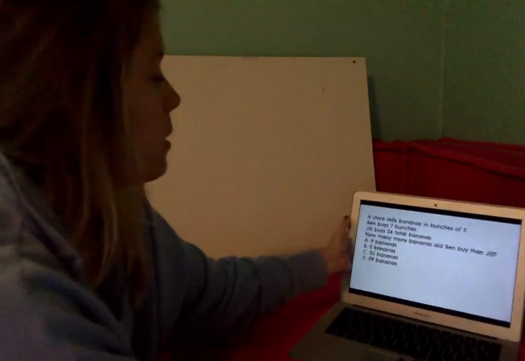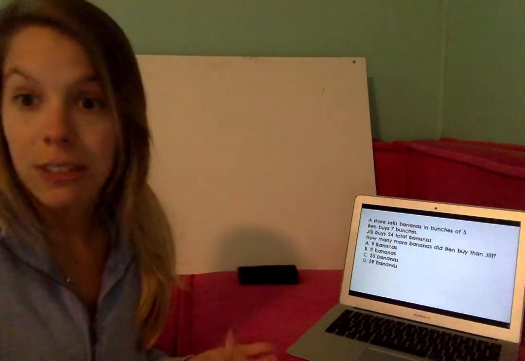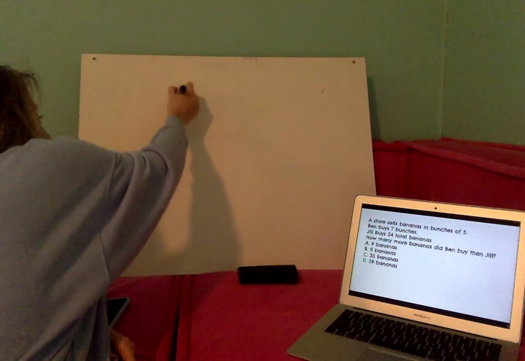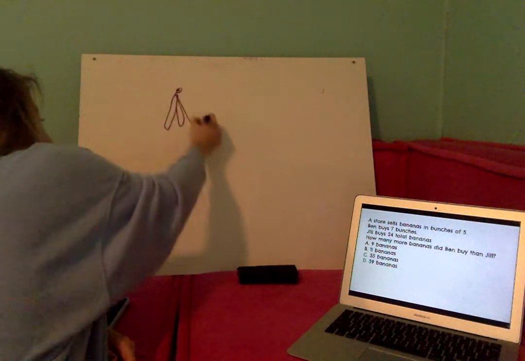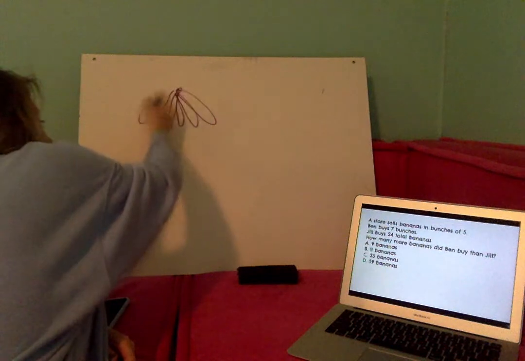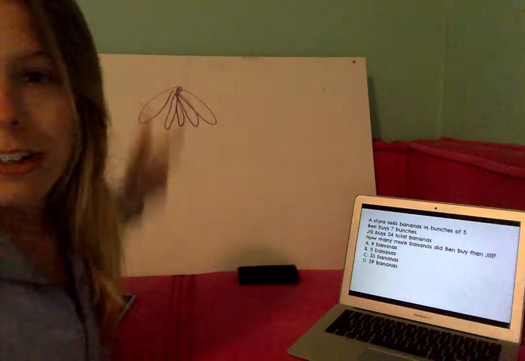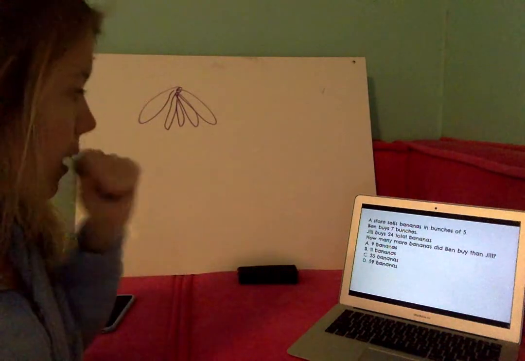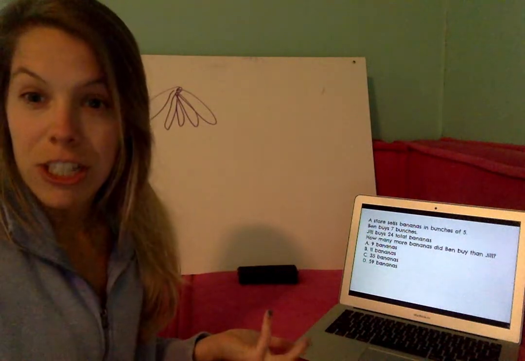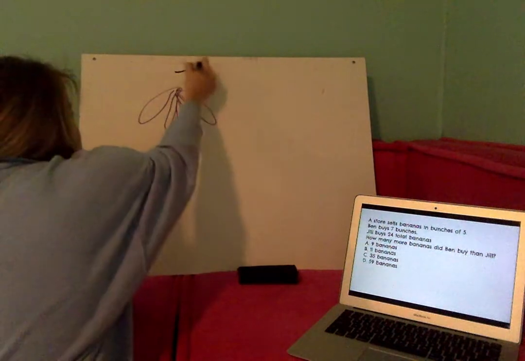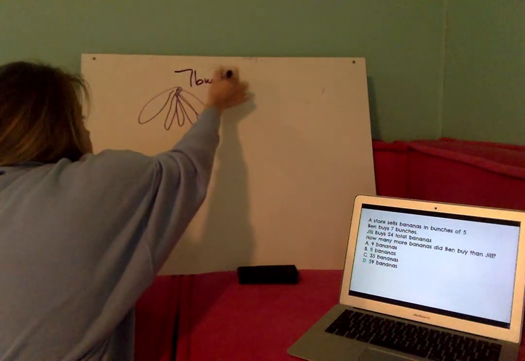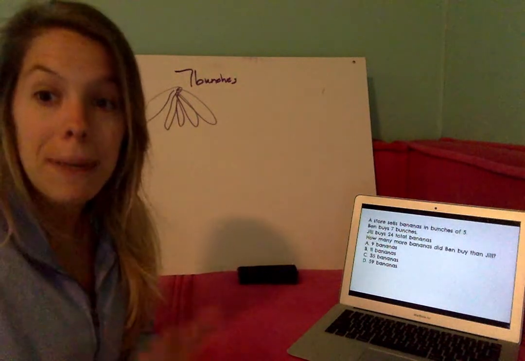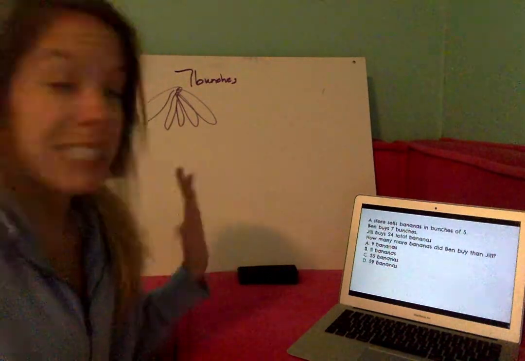So, the first thing we know is a store sells bananas in bunches of 5. If you were to go to the store, you would see a banana, and you would have like 1, 2, 3, 4, 5. Yes, my bananas are beautiful. That's a bunch, okay? Ben buys 7 bunches. That doesn't tell us how many bananas he has. That's just telling us how many bunches. So I'm taking it step by step again.